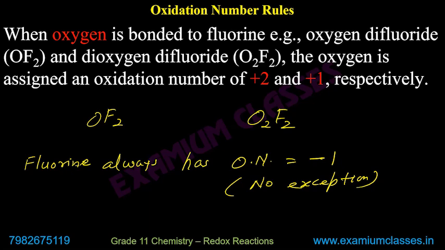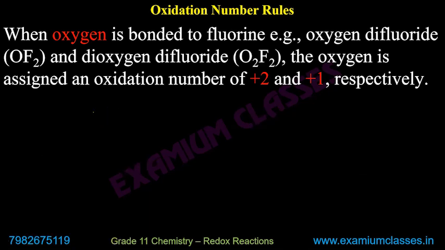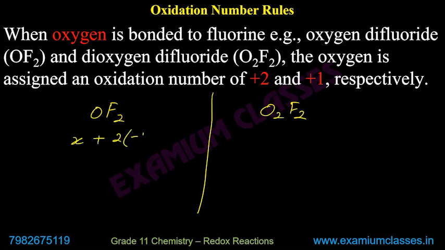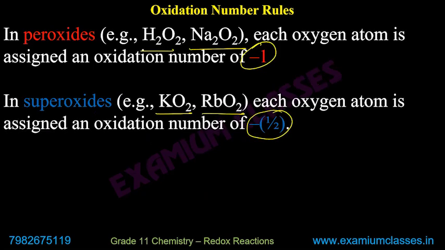So if it always has -1 oxidation state, it means it will force oxygen to change its oxidation state. So in OF2, if oxygen has oxidation state X plus 2 times fluorine's oxidation state of -1, the sum will be 0 because it is neutral. X will be +2. So oxygen actually is acting as electropositive. Yes, as compared to fluorine, oxygen is electropositive. That's why it has a positive oxidation state. Otherwise, in most compounds, in peroxides also, in superoxides also, it is negative.